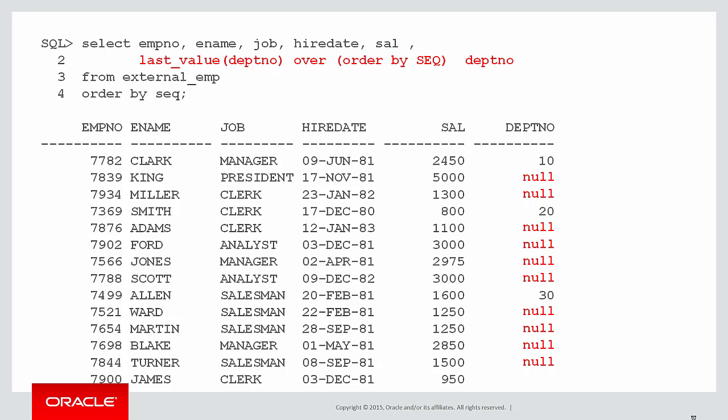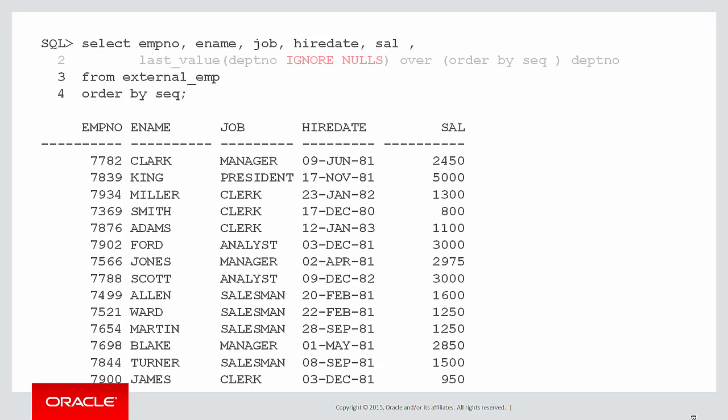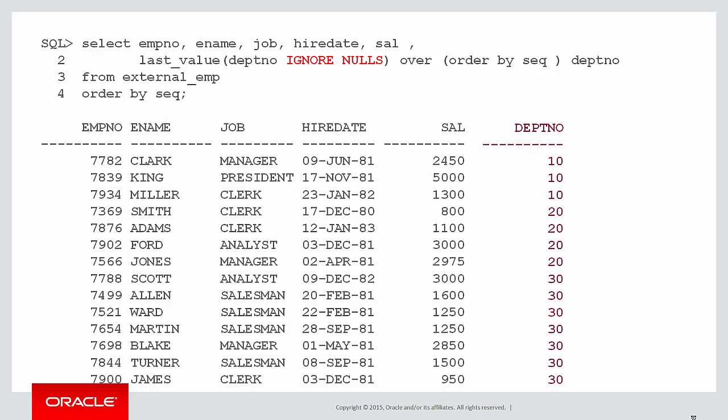One of the cool things with the window functions, last value, nth value, first value, is that there's a new syntax extension called ignore nulls from 11.2 onwards. That will simply make sure we pick up only the values of interest, not the nulls. Now when we run that, we can see our department number is nicely populated. Using last value with ignore nulls, we've effectively filled in the blanks.